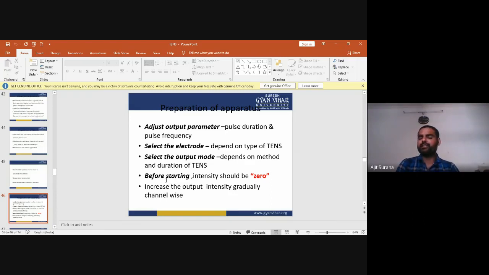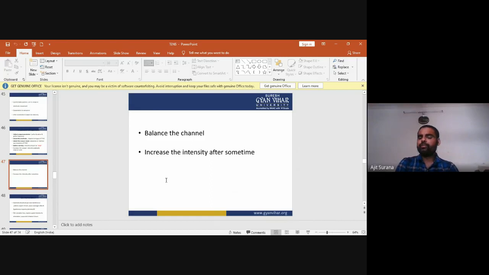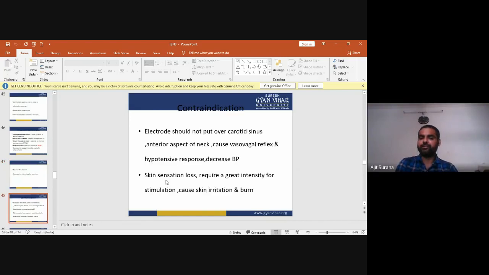Before starting the apparatus or modality, we check that the intensity is zero, then increase the output intensity gradually, channel wise. Now we balance the channels and increase the intensity after some time.